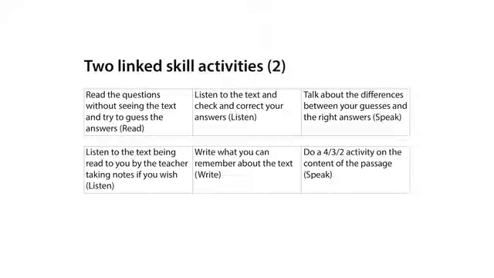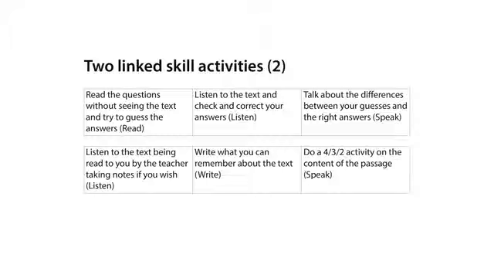The learners listen to a text being read by the teacher, and they can take notes from that text if they wish. So that's a listening part of the procedure. The second step in the linked skill activity here is that the learners write about what they can remember from the text. So they make a list of notes and ideas that they can recall. They can either do this individually or working in pairs. So we've had a listening step and now a writing step.